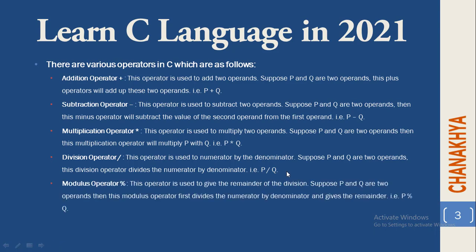Next is the modulus operator, and here we use the percentage symbol. This percentage is not used for calculating the percentage, but is again used for division. The difference between the modulus operator and the division operator is that the division operator returns the quotient, whereas the modulus operator returns the value of the remainder. So this operator is used to give the remainder of the division. Suppose P and Q are two operands, then this modulus operator first divides the numerator by the denominator and gives the remainder, that is P percentage Q. Here P is the numerator whereas Q is the denominator.